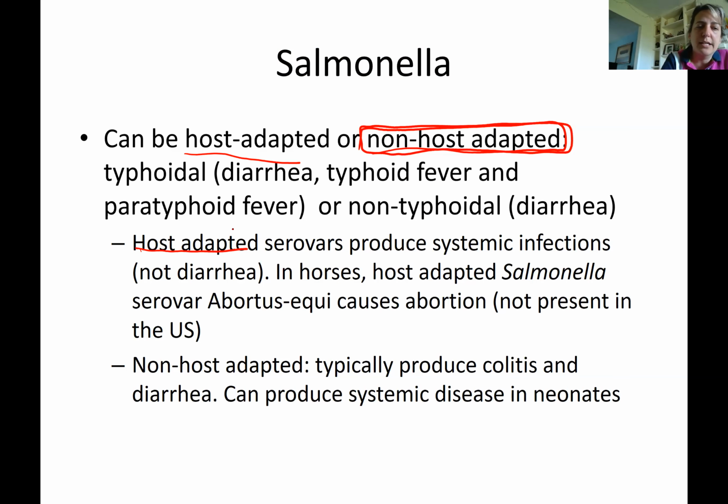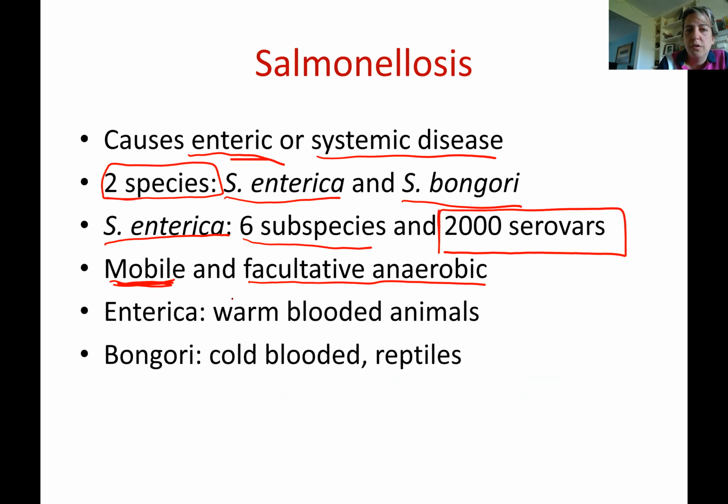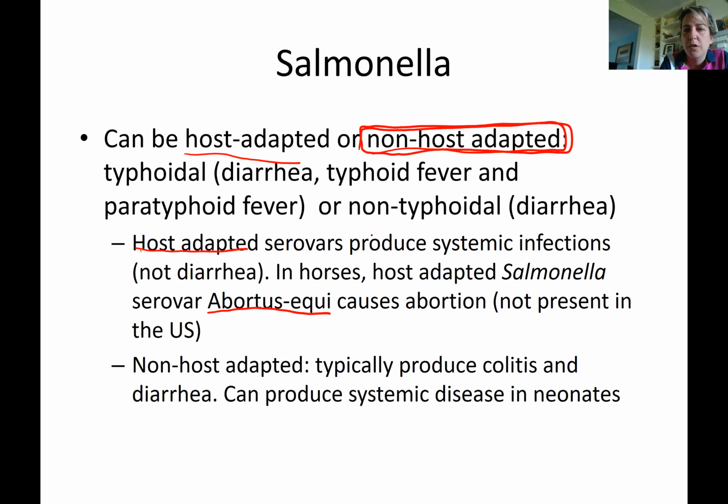And in the case of horses, the serovar abortus equus, so it's called Salmonella. Hold on just a second. Salmonella, because like I said, the enterica has 6 subspecies, 2,000 serovars. So it's going to be called Salmonella enterica abortus equi. Okay, so that's how long that name is, which is different than a lot of the other agents that we know. And it is not present in the United States, but in this case, it's host adapted, and it causes abortion in horses. So host adapted meaning it only causes disease in that particular species.